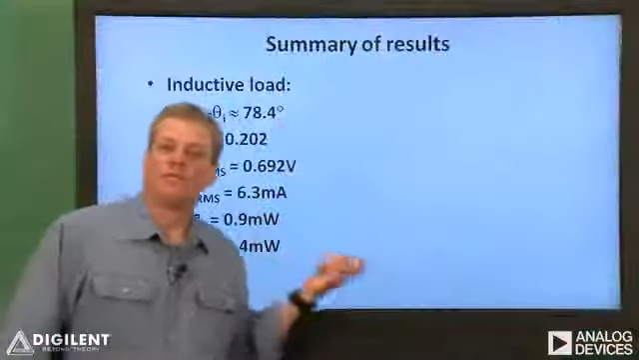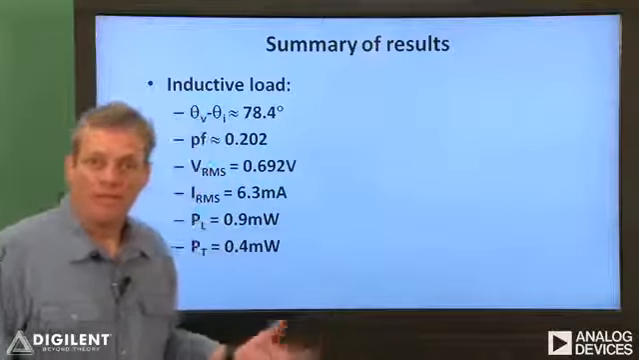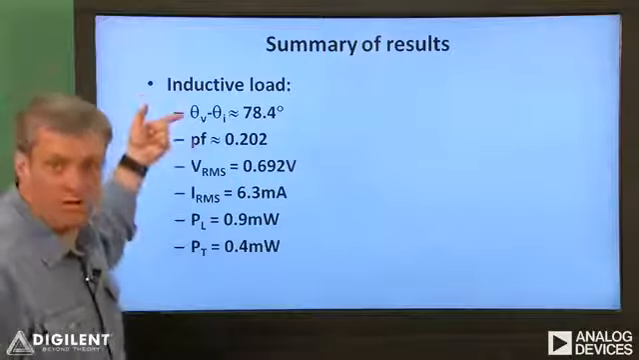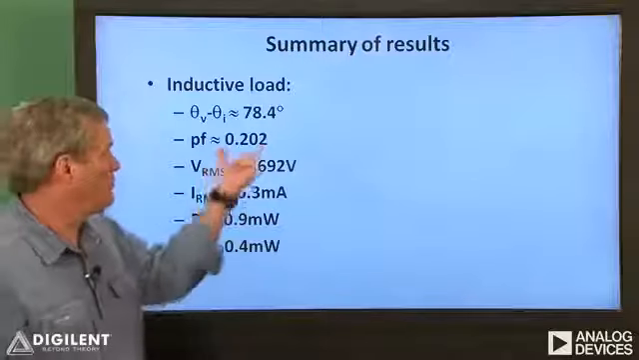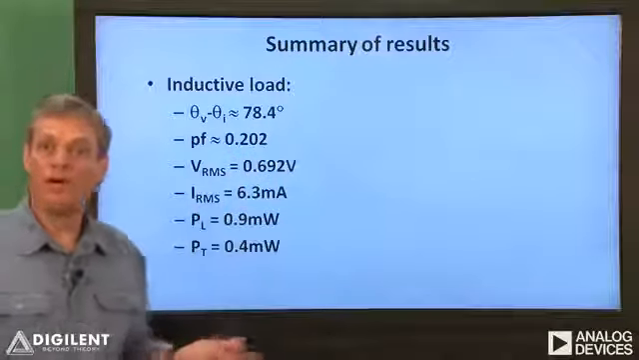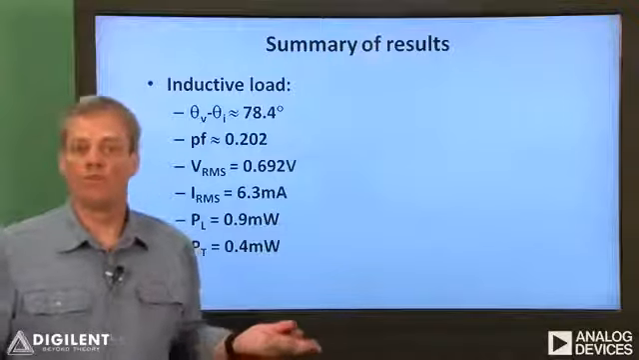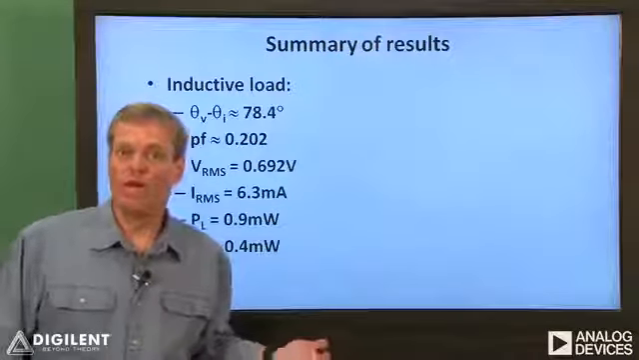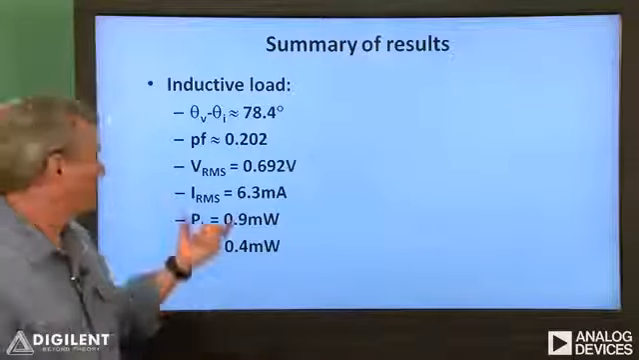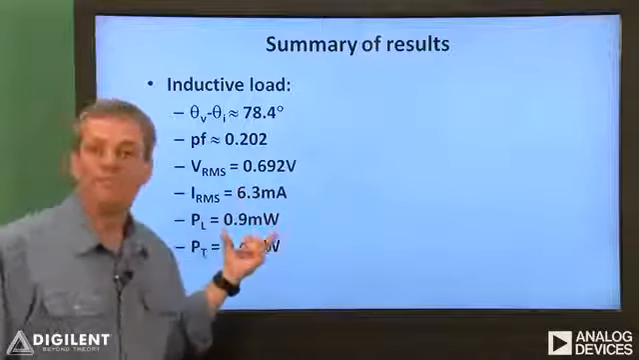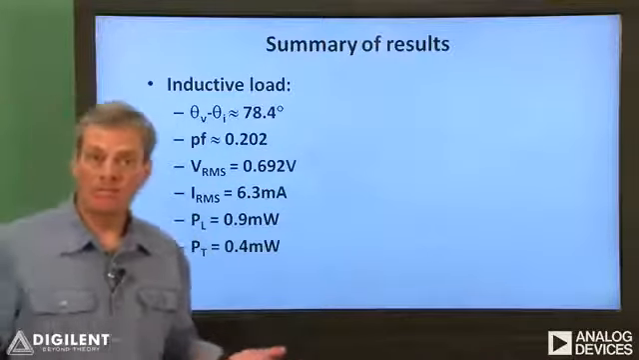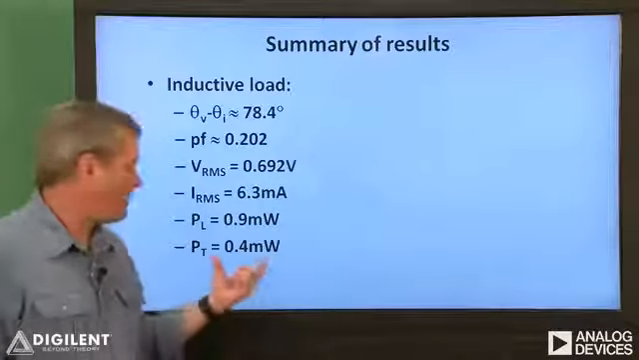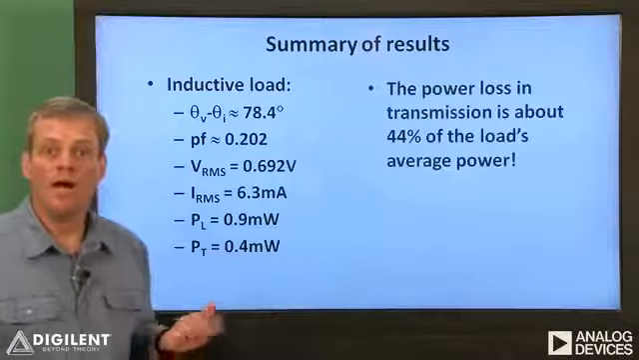Here's a summary of the results of our data analysis. Our phase difference between the load voltage and the current is a whopping 78.4 degrees, which results in a power factor of only about 0.2. Using this power factor along with our measured load voltage and current results in an average power delivered to the load of about 0.9 milliwatts. The power dissipated by the transmission line resistance is pretty big compared to the load power, about 0.4 milliwatts.